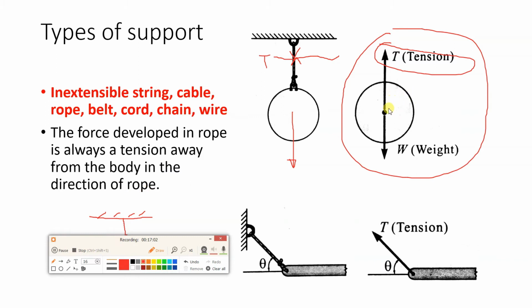So here you can see this tension T, it is acting away from the body and in the direction of rope. Okay, here you can see this is the direction of rope. So same direction of rope, this tension is there and it is acting away from the body. Next example, here also a rope is there. So the tension will act in the direction of rope only and it will be away from the body. That is why the direction is like this.